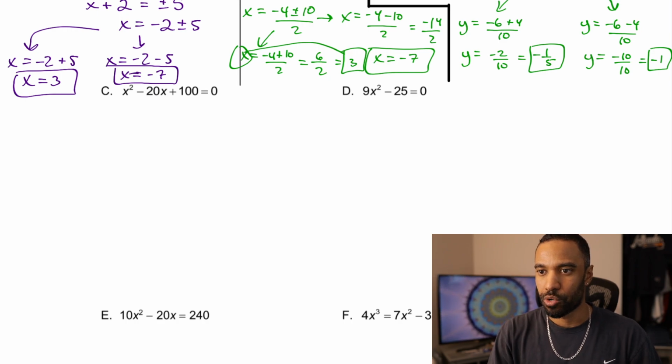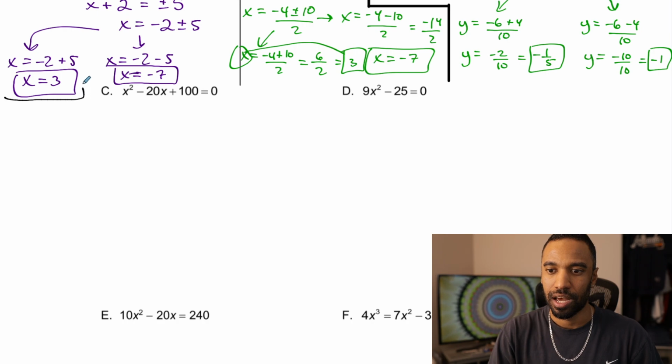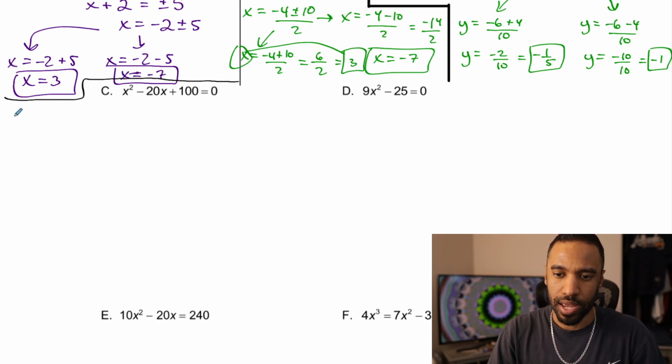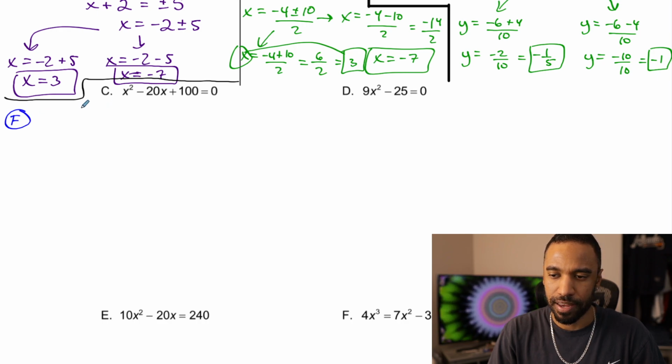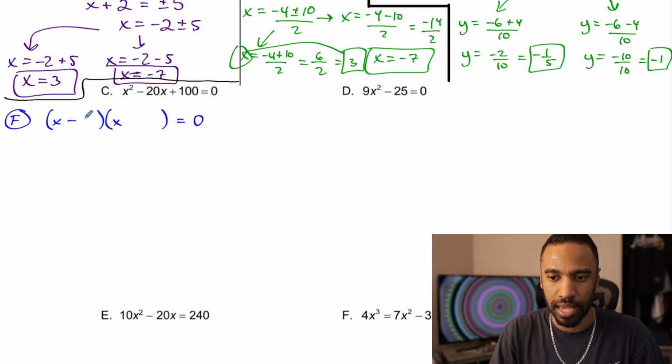Letter C is interesting when it comes to completing the square. I'll talk about it when we get into it. On C right here, let's try and solve by factoring first. I got to find out what two numbers multiply to make positive 100 and add to make negative 20. And that becomes a negative 10 and a negative 10.